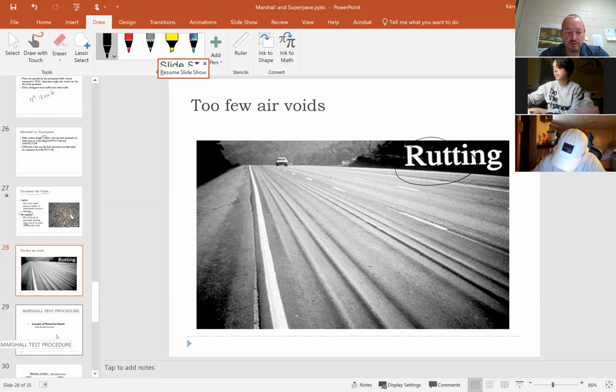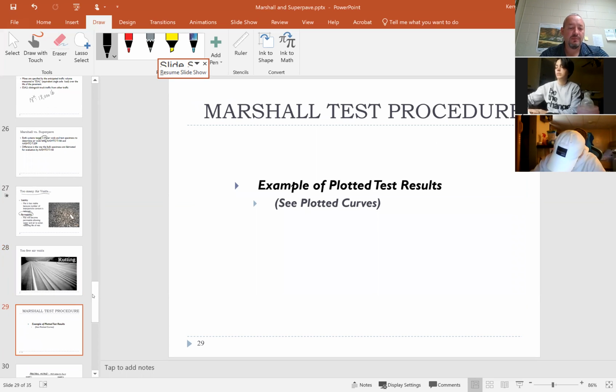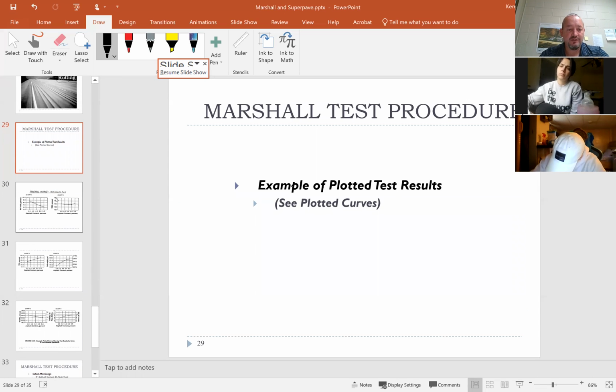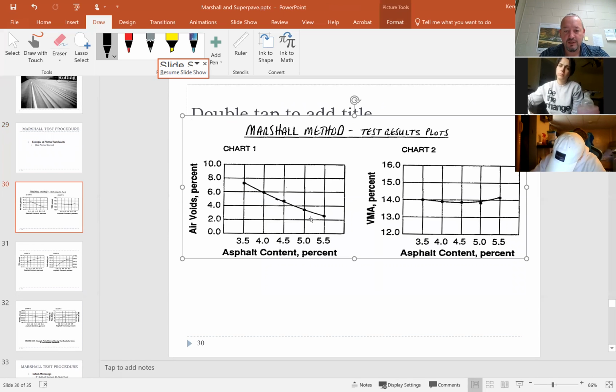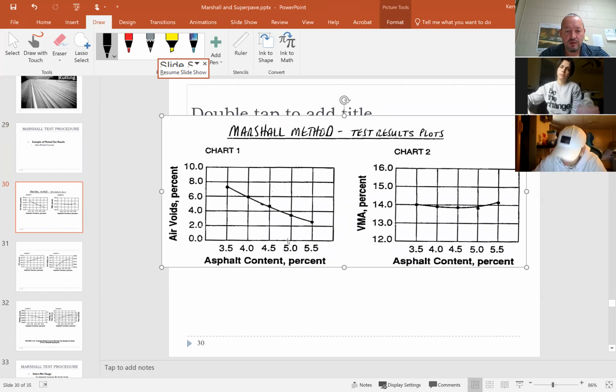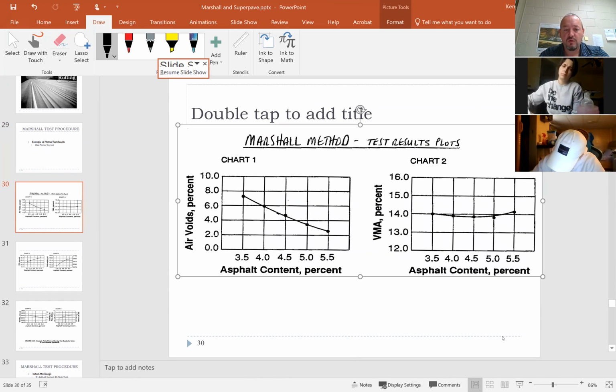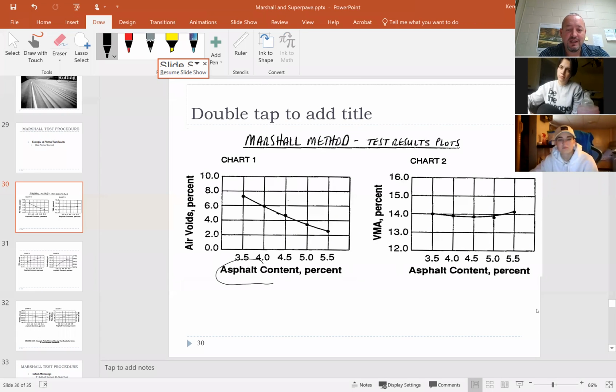All right. I know I had you guys make some plots for me. Here are some example plots for the Marshall method, so yours might be very similar to this. Keep in mind, it's best to have the asphalt content on the horizontal axis and be consistent in that. Here's your air voids, or VA, and here's what that relationship might look like. As the asphalt content increases, your air voids are going to decrease.